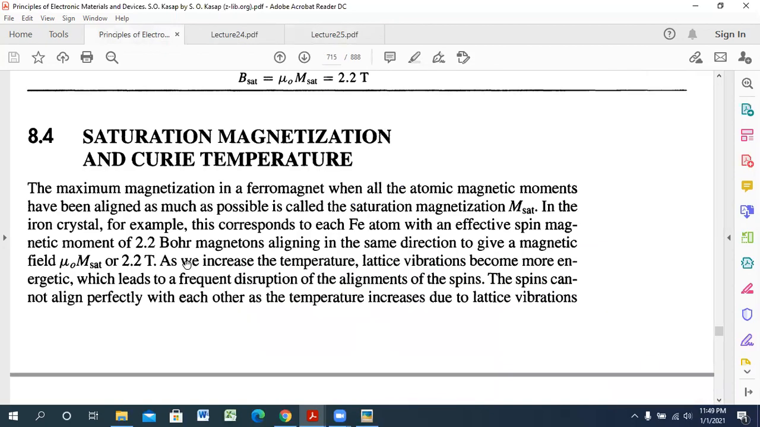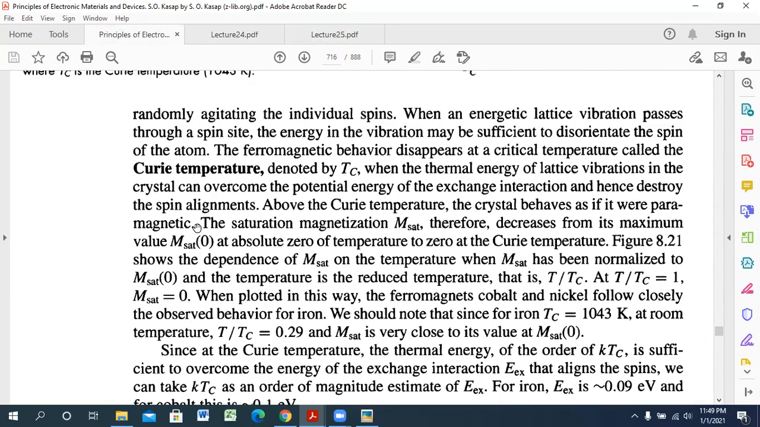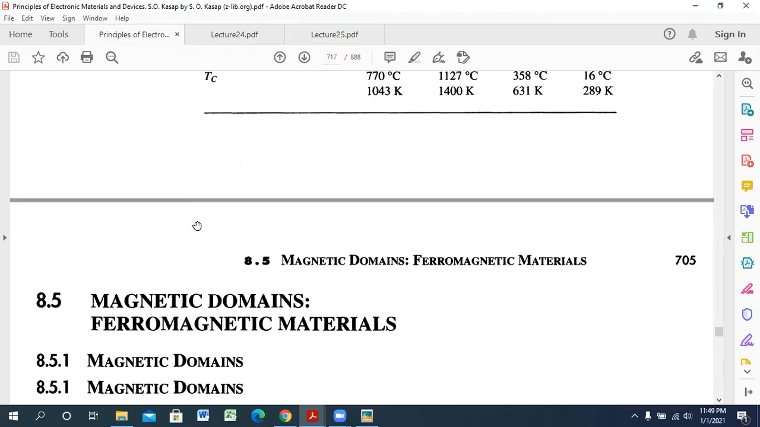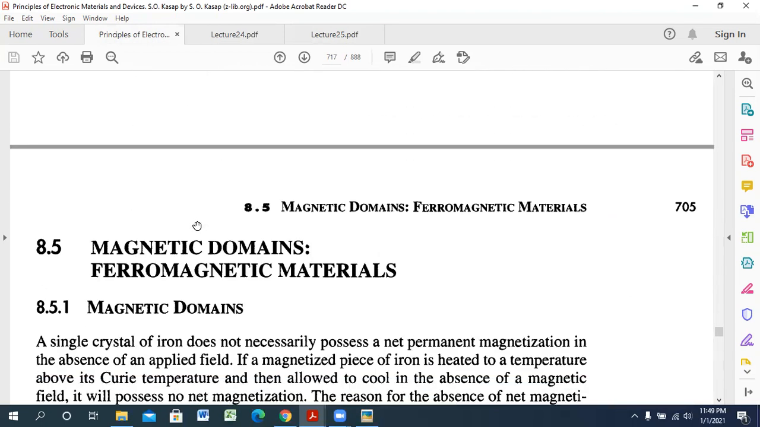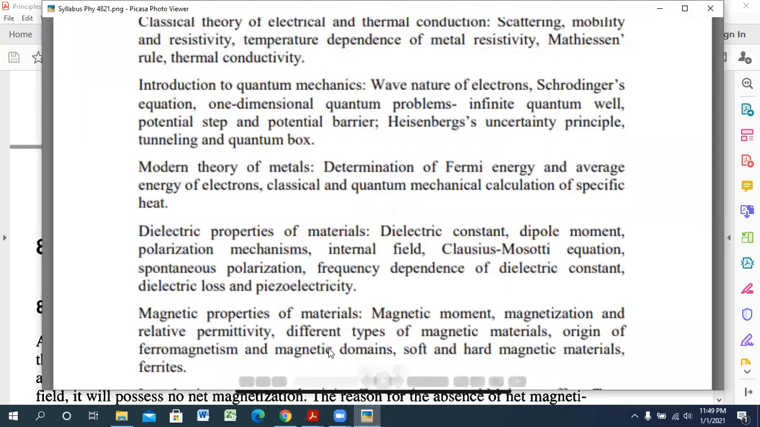Okay. So the next one is the saturation magnetism and the Curie temperature. You can go through this. Now if we look at our syllabus, we have completed the magnetic moment, magnetization, relative permeability, different types of magnetic materials, origin of ferromagnetism, and the magnetic domains. So now the last lecture will be based on soft and hard magnetic materials and the ferrites. Okay.